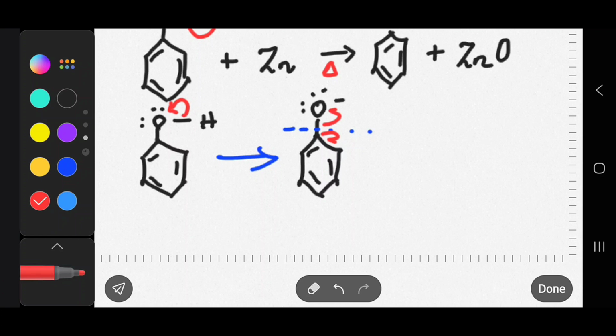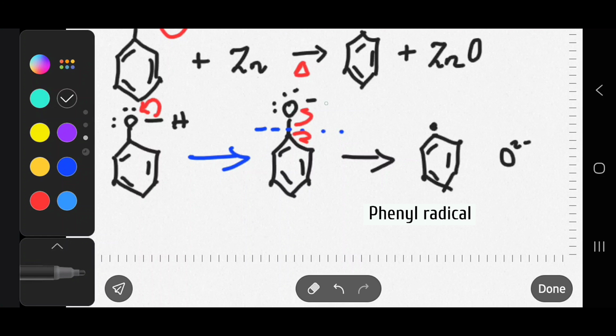When this happens, you're going to have this. Then we're going to have a radical here. Then we're going to have O2 minus. Essentially that's what this is. Or if you like, you can write it this way, like that. It's the same thing. Once we have this, as you can see, we've created a radical.